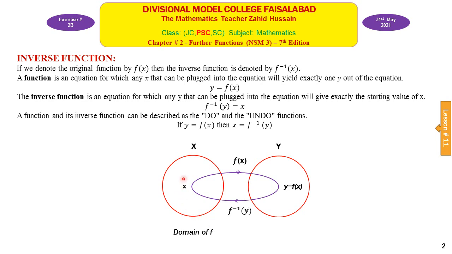The values which we put in the original function are called the domain of f, and the values of y which we obtained by putting the value of x are called the range or image of f. That is the value of y.